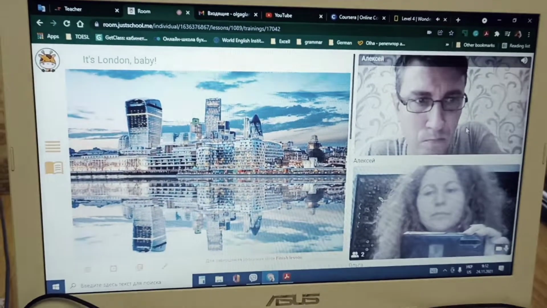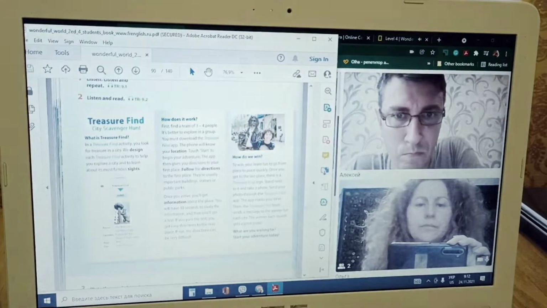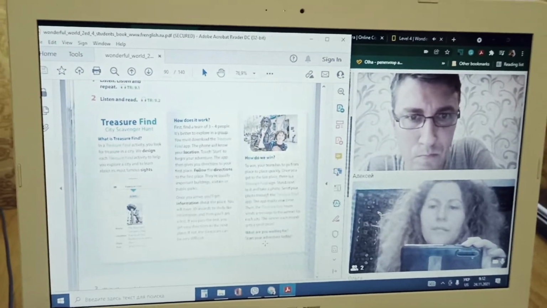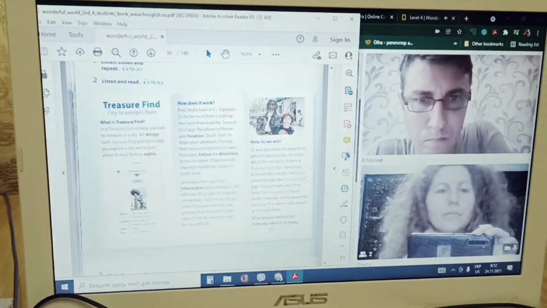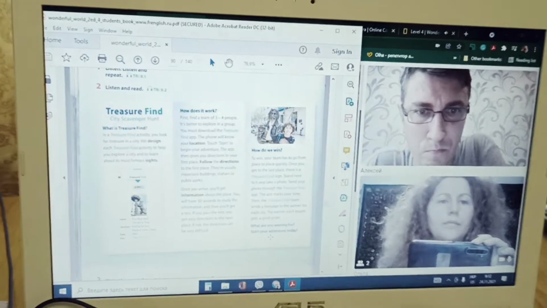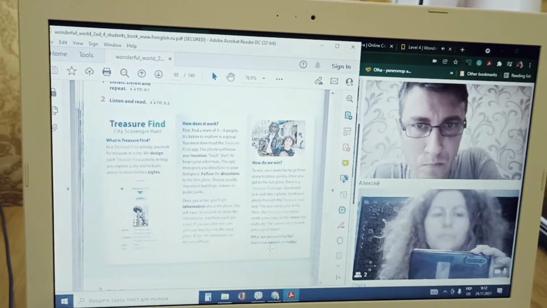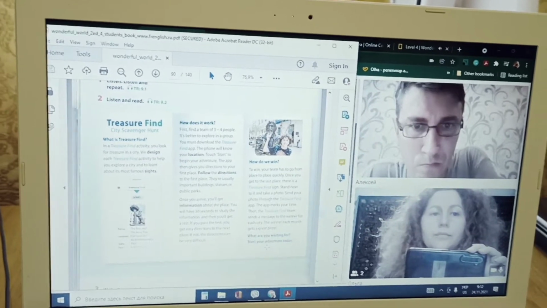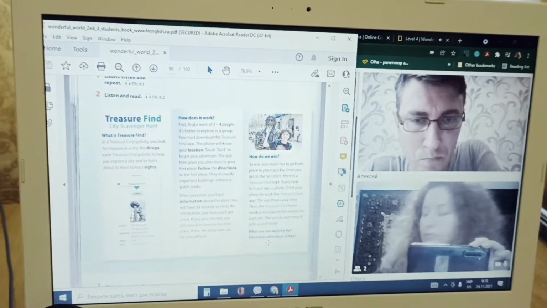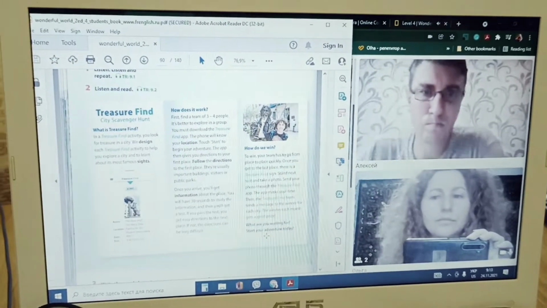Listen and read. Treasure find. City scavenger hunt. What is treasure find? In a treasure find activity, you look for treasure in a city. We design each treasure find activity to help you explore a city and to learn about its most famous sites.